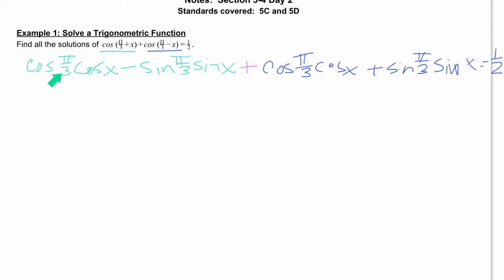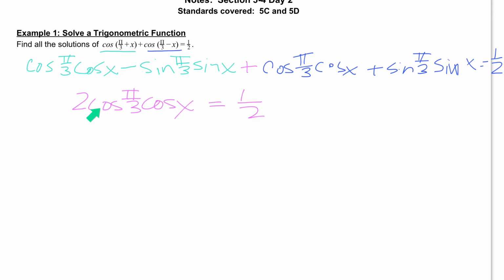Now, once we're here, we can look to combine like terms. So I have a cosine of pi over 3 cosine of x, and I have another cosine of pi over 3 cosine of x. So altogether, I have 2 cosine pi over 3's cosine of x's. Then I see I have a negative sine pi over 3 sine of x and a positive sine pi over 3 sine of x, well, those are going to cancel each other out. They're opposites. And then this is set equal to 1/2. So I have simplified my problem down quite a bit.